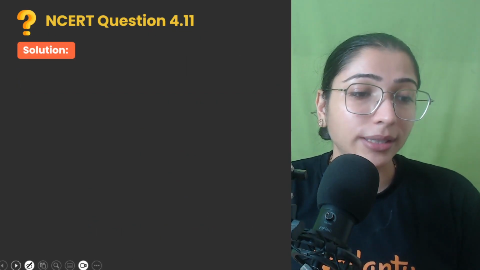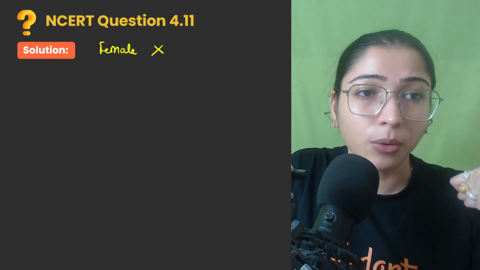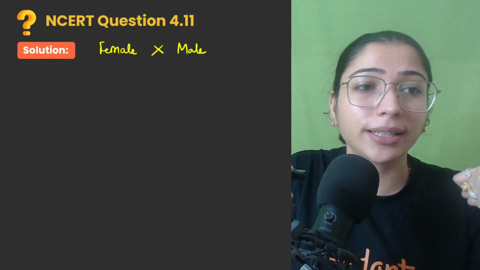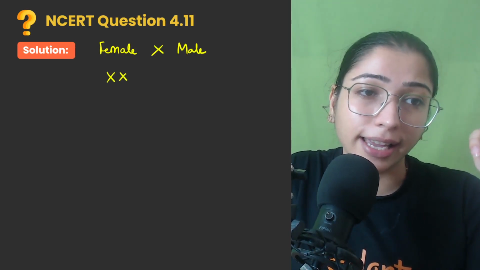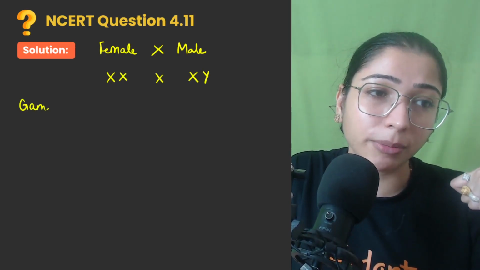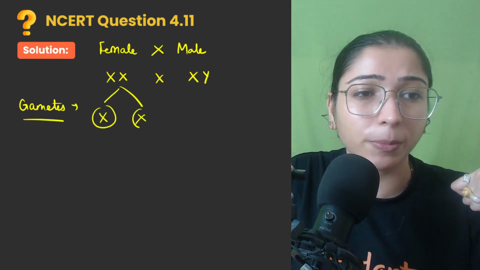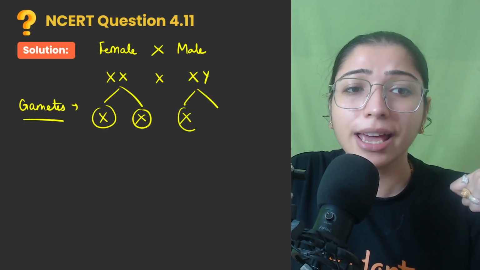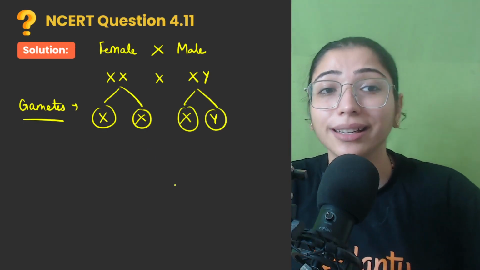So let's see how sex is determined. For example, this is a female who mates with a male. So let's write the chromosome type in case of female, that is XX crossed with an XY. So the type of gametes that will be formed in this case would be, of course, segregation will take place. We will obtain X and X in case of female and heterozygous gametes in case of male.